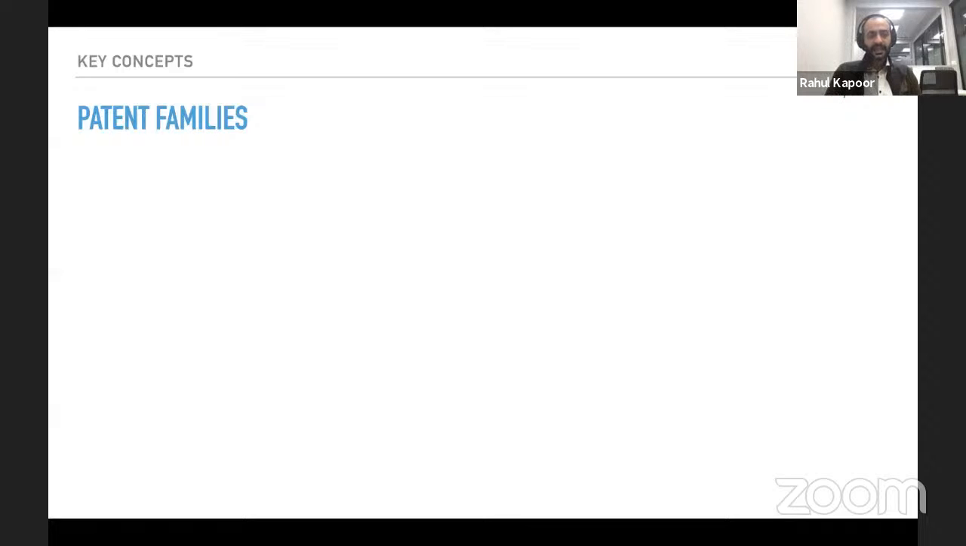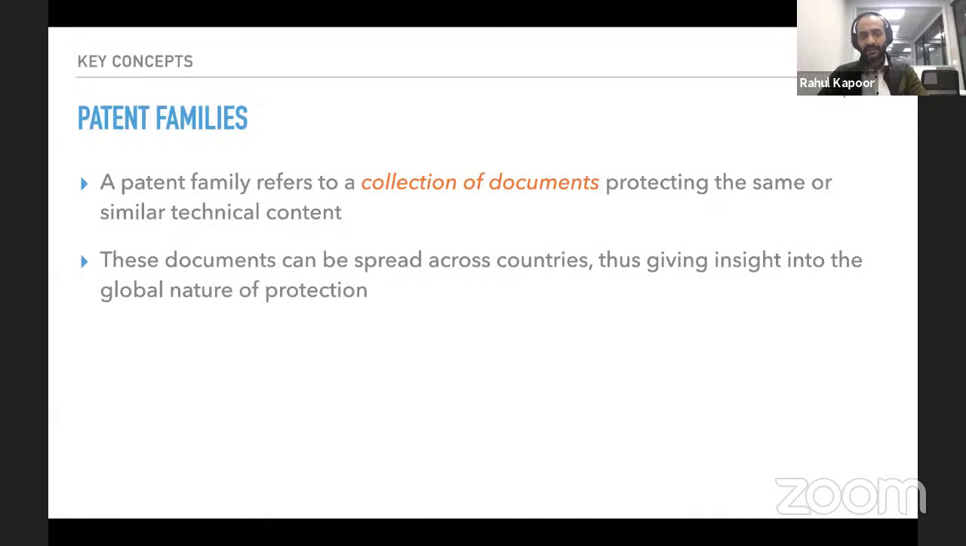I think that now, just to get a little bit warmed up, we will do some exercises, so that everyone can just open a new browser tab and do some really simple exercises to really understand the concepts that we are talking about. So the first concept I wanted to introduce is that of patent families. Basically, it's a collection of documents that protect the same or similar technical content.